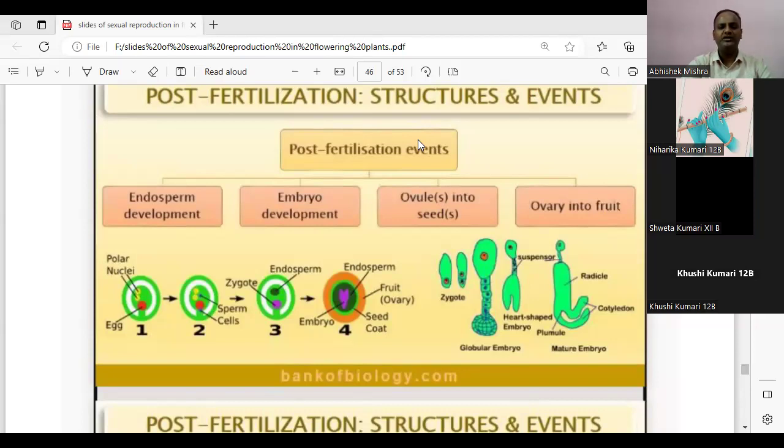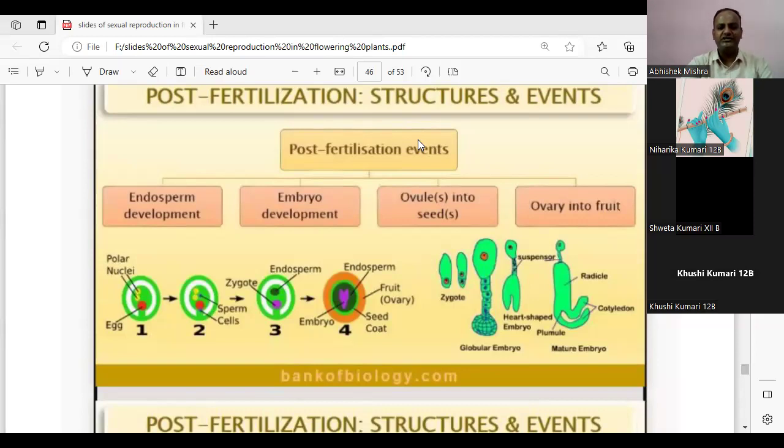Now, up to the event of fertilization, the reproduction was divided into three events: pre-fertilization, fertilization, and post-fertilization. Two events we have already discussed, that is pre-fertilization and fertilization. Today we will start with the post-fertilization events.